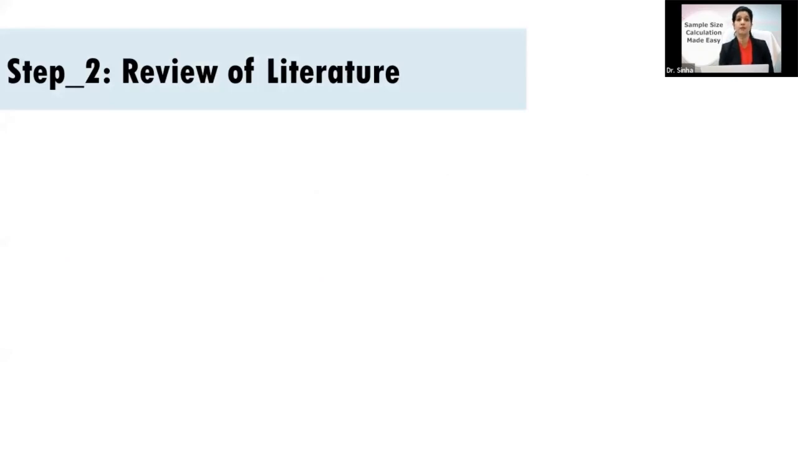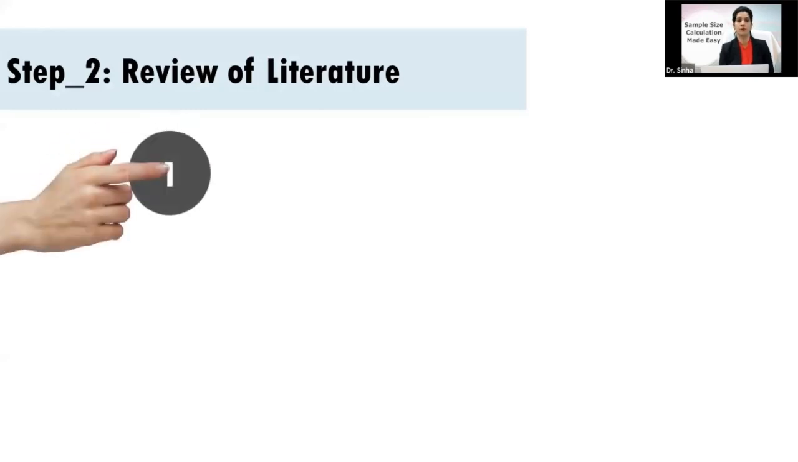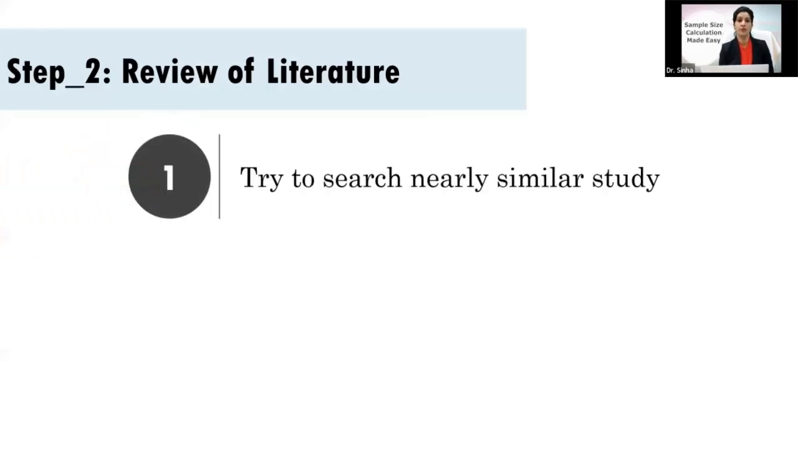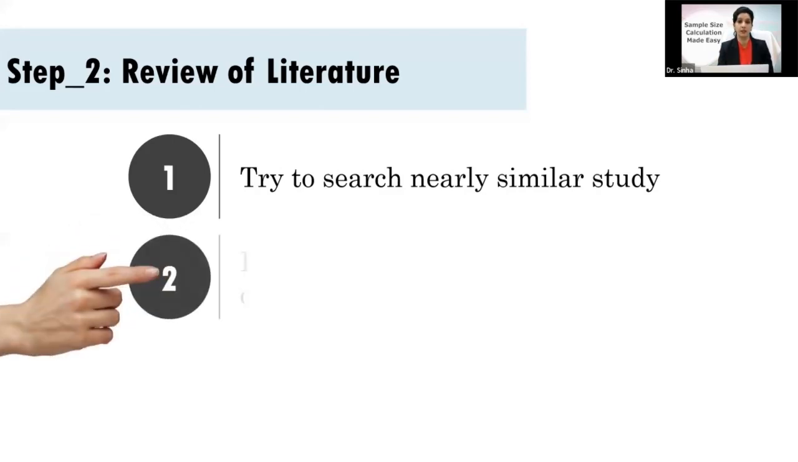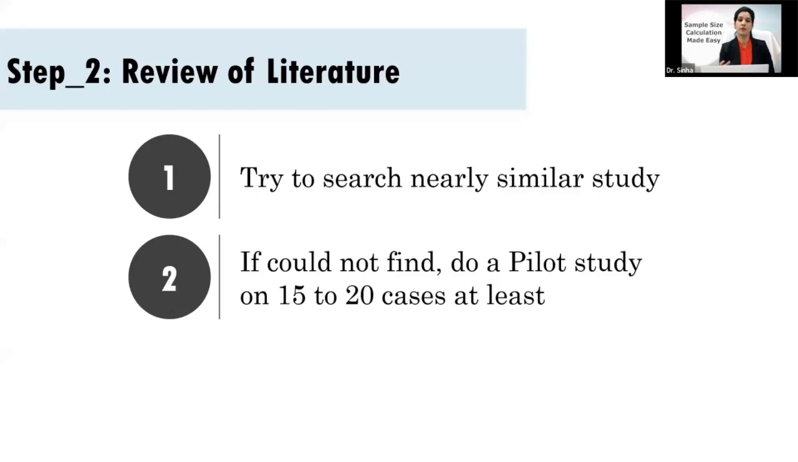Now the second step was the review of literature. Why do we do review of literature? Basically we review the literature to find a similar study which has been done already on our research question, because then we will be able to identify the outcome in that particular study, based on which we can calculate the sample size. If your study is so novel that you are not able to find a similar study, then you can do a pilot study, maybe on 15-20 cases, and then you can have some estimate. Based on that estimate, you can calculate the sample size.